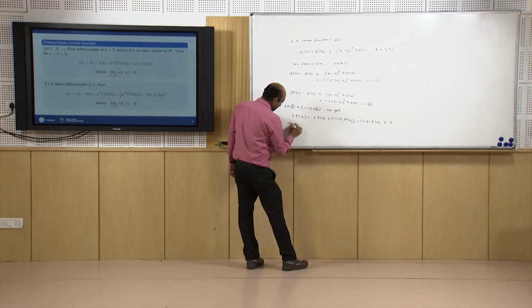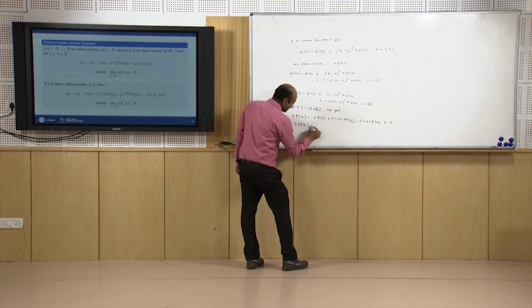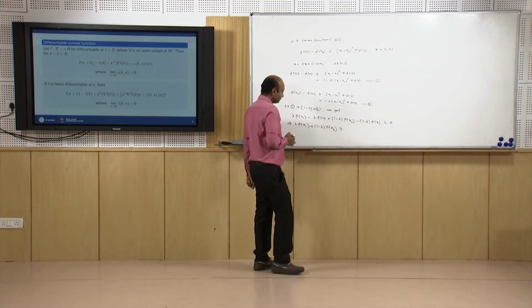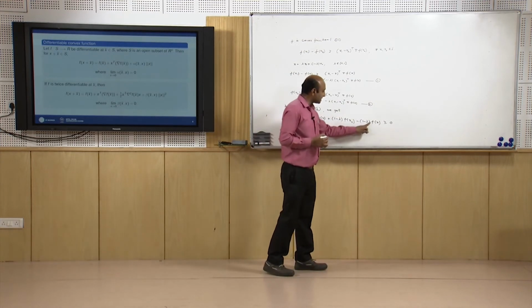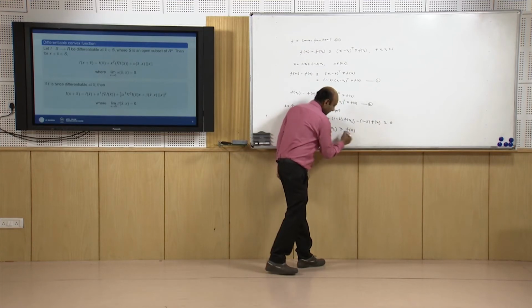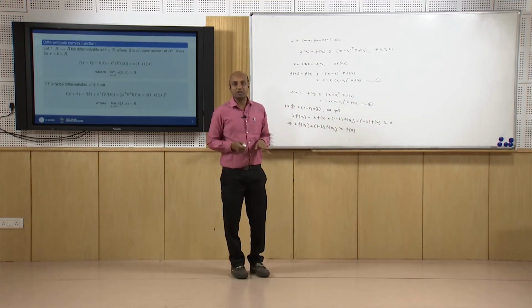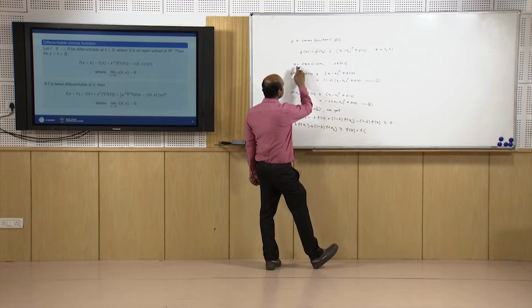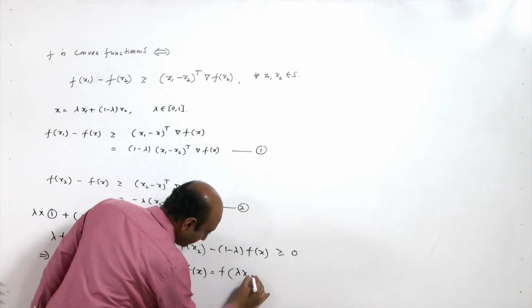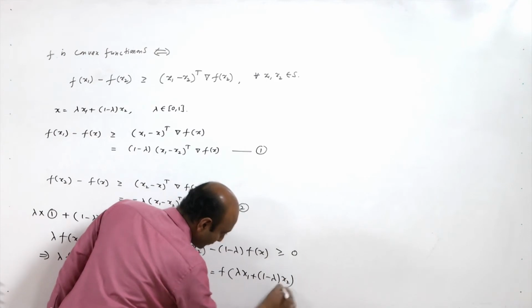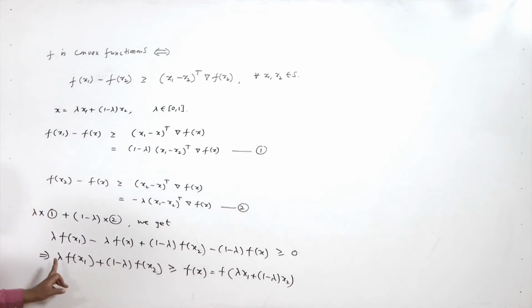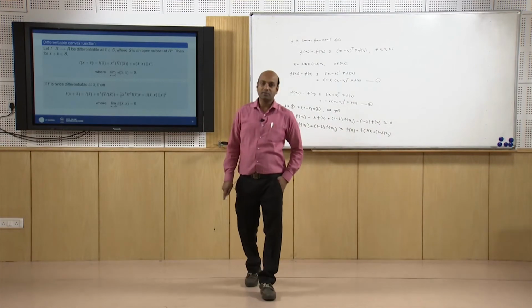This implies lambda f(x1) plus (1 minus lambda) f(x2) will be greater than or equal to lambda f(x), and lambda f(x) will cancel out. So, this will be greater than or equal to f(x), and x is nothing but the convex linear combination of x1 and x2. So, this is equal to f of lambda x1 plus (1 minus lambda) x2. Hence, we have obtained that f of lambda x1 plus (1 minus lambda) x2 is less than or equal to lambda f(x1) plus (1 minus lambda) f(x2). This implies f is a convex function.